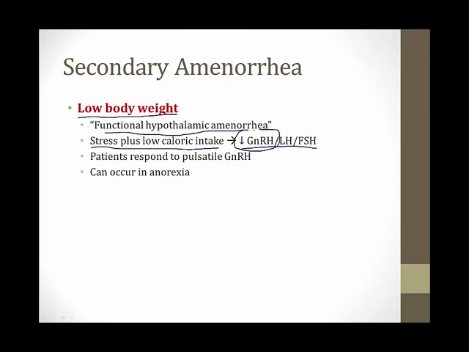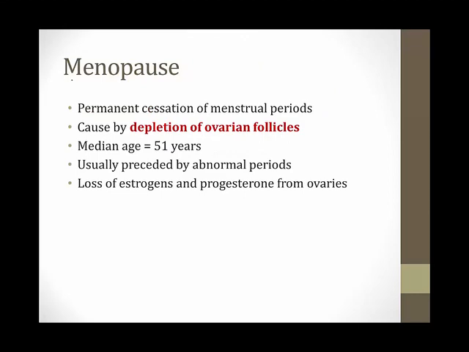The GnRH level will be low, and this problem improves when women are administered pulsatile GnRH, indicating that the problem begins in the hypothalamus. And this is classically seen in women who are anorexic. They have very low body weights, they have high levels of stress hormones, and this all leads to functional hypothalamic amenorrhea.